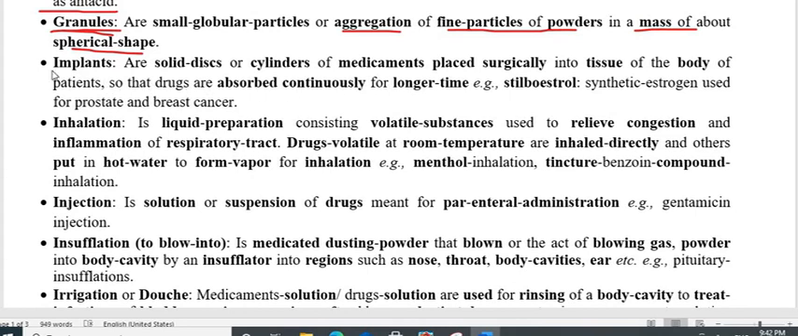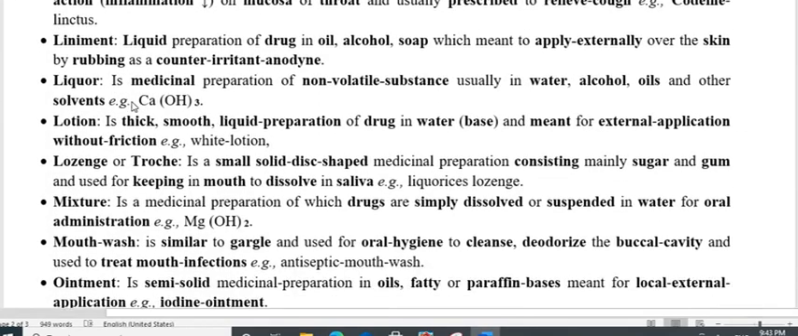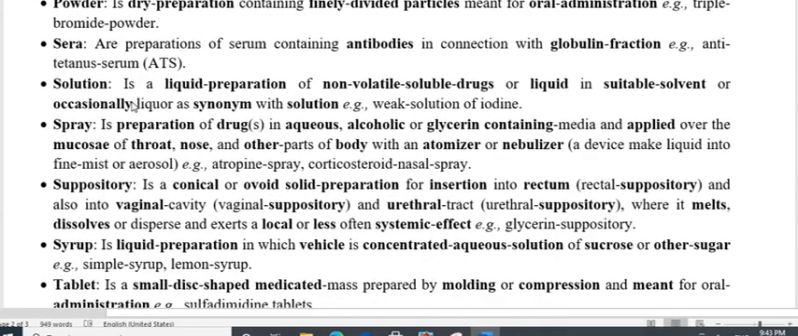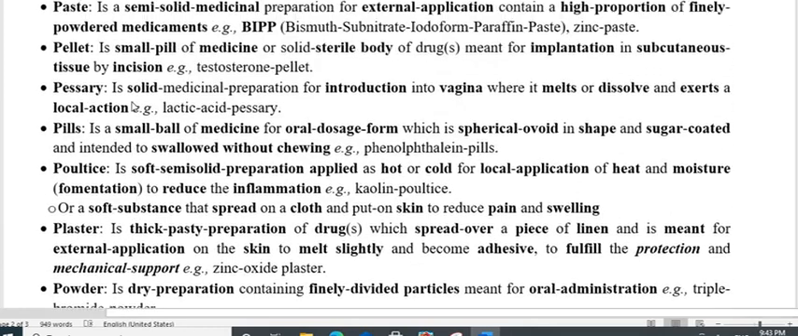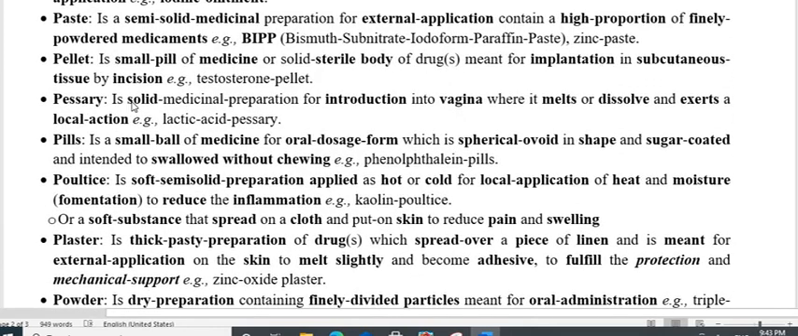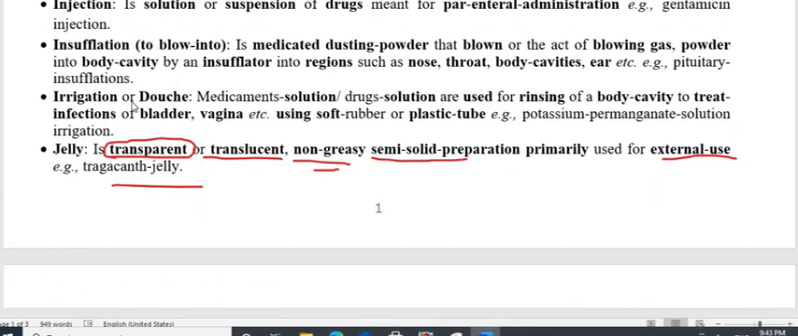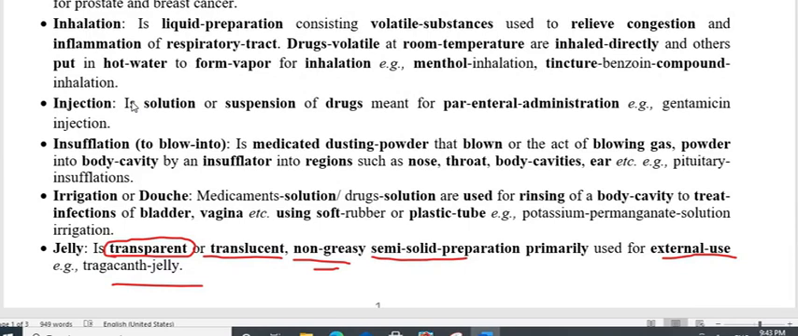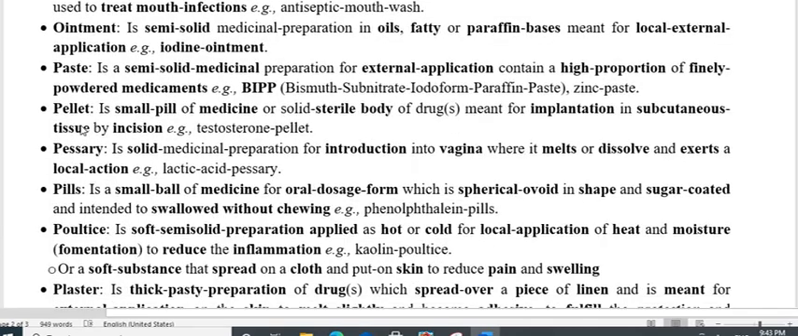Now we have to go through the implant. So implant, and one more term that matches with the implant, and another terminology that is also quite similar to that one, we have to discuss when that dosage form comes. So implant, that is from the P letter.